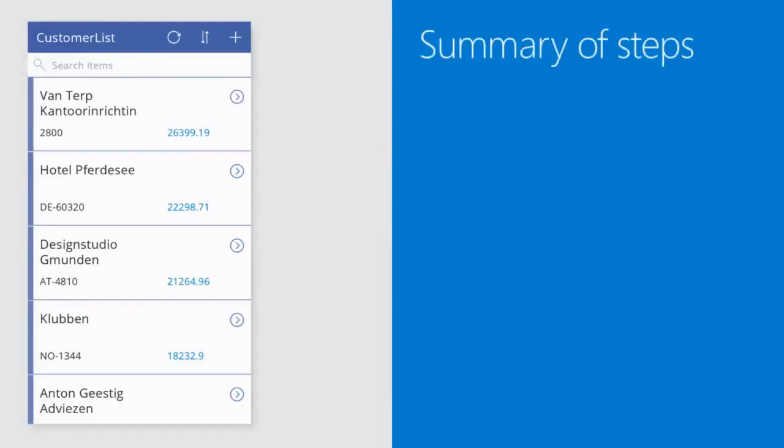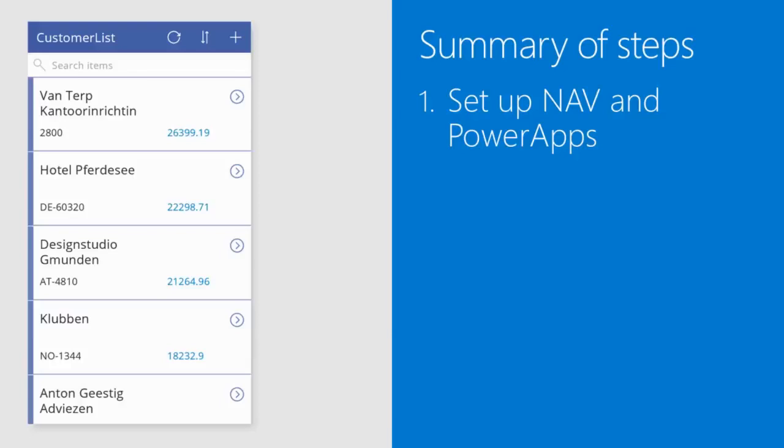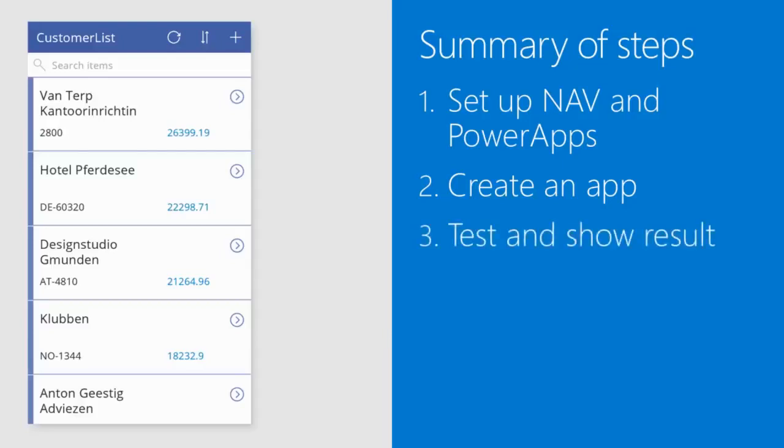We have come to the part where I will summarize my steps. First, I have explained which settings and configuration must be done in NAV and Microsoft PowerApps to get things done. Then I have created an app that our salespeople can use to follow up their customers. And finally, I showed how the app works on my phone.